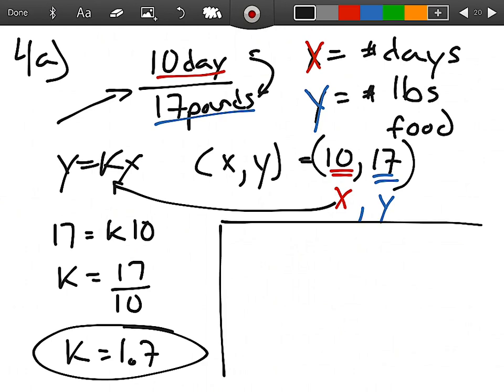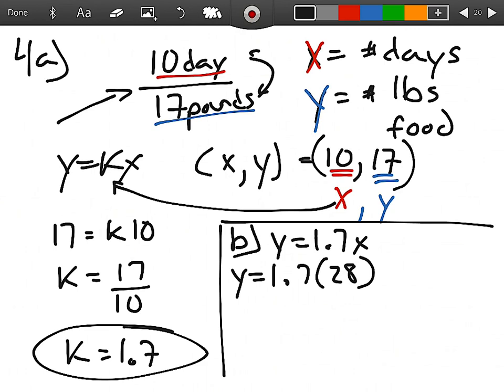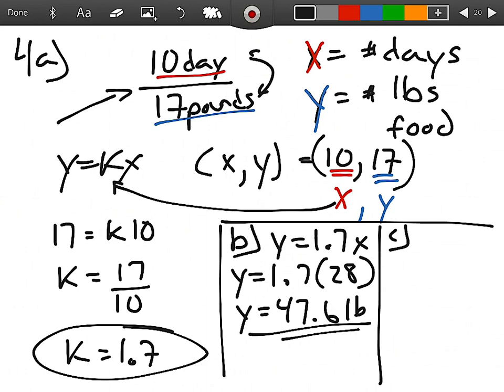I can chisel in b right here. Should be easy. B just says, how much food should you pack for a 28-day trip? So what is days? X. So what is my equation? Y is equal to 1.7x. So let's plug in 28. So y is equal to 1.7 times 28, and then y is equal to 47.6 pounds of food.